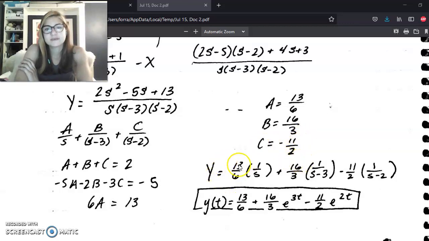So big Y is equal to 13 over 6 times 1 over s, plus 16 over 3 times 1 over s minus 3, minus 11 over 2 times 1 over s minus 2. And then you take the inverse Laplace once again to get little y of t is equal to 13 over 6 plus 16 over 3 e to the 3t minus 11 over 2 e to the 2t.